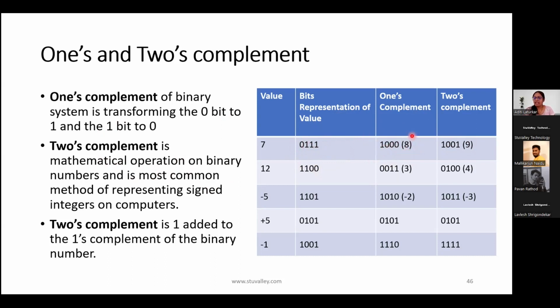This represents the number 8 in the decimal number system. We can add 1 to this ones complement value. It will become 1001. It is nothing but the 9 value in the decimal number system, and this is stored for the 7 decimal value in our system. So what is actually being stored? 9 is being stored. So internally it always uses twos complement.